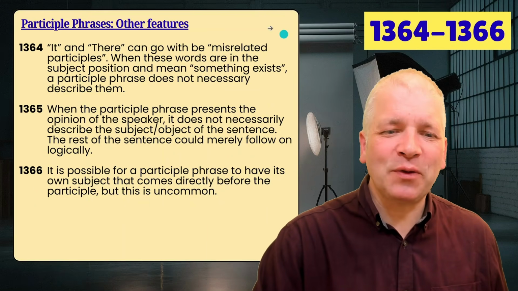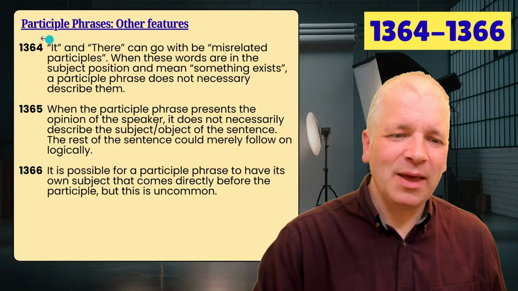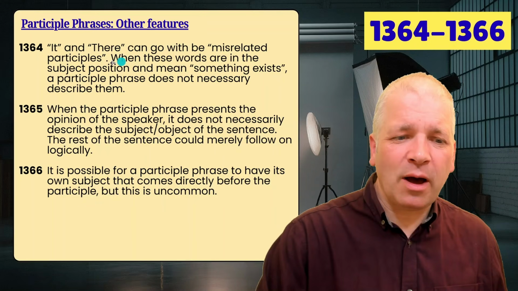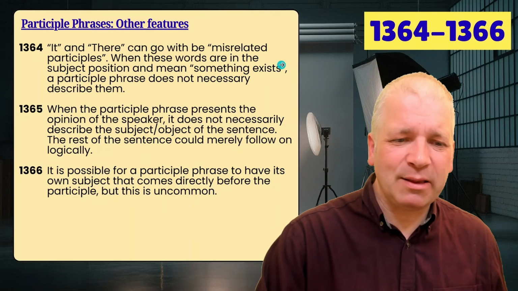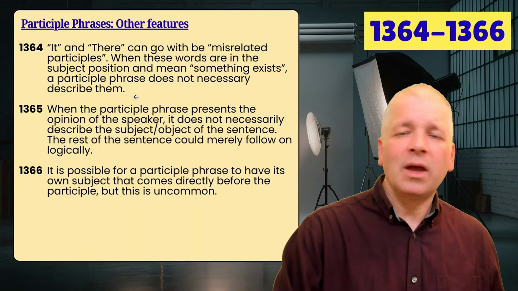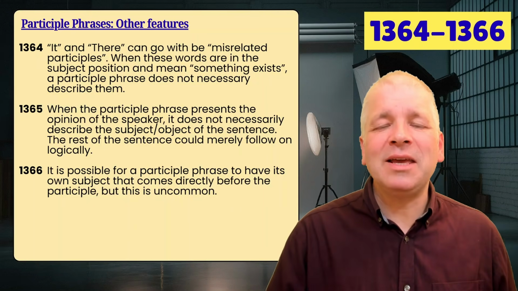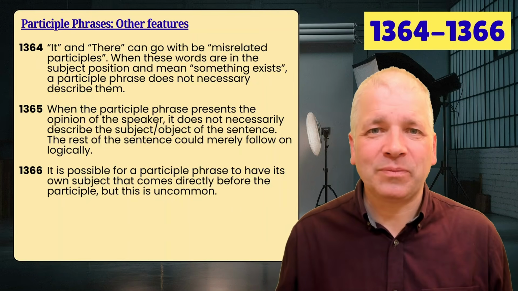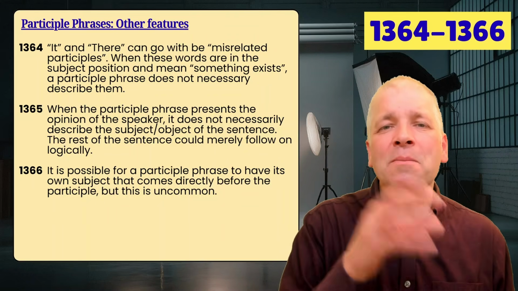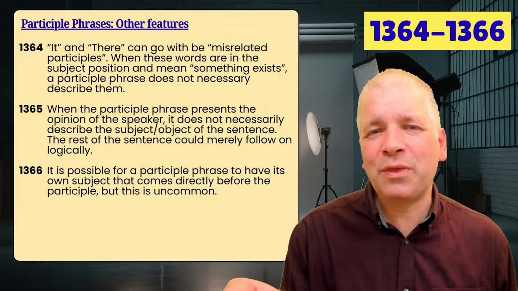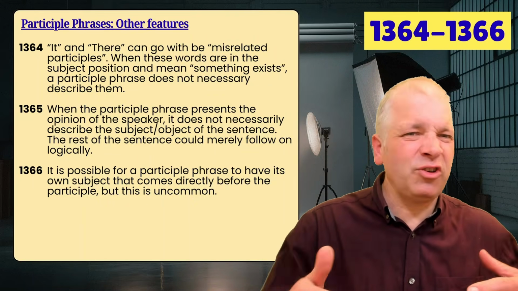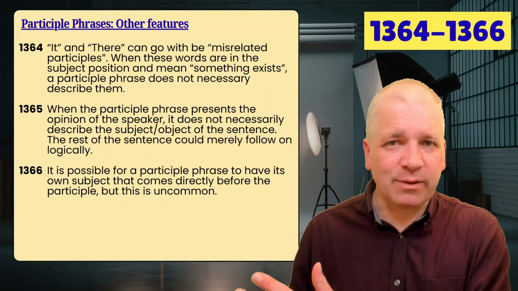Something you don't hear a lot of is a misrelated participle. It and there can go with misrelated participles. So when these words are in the subject position and mean something exists, a participle phrase does not necessarily describe them. So, having no money, it was time to go home. So it simply describes the time. It doesn't describe the person. So having no money actually has nothing to do with it. Here, the participle phrase simply introduces something that's relevant that leads to the next phrase, but doesn't describe the subject.